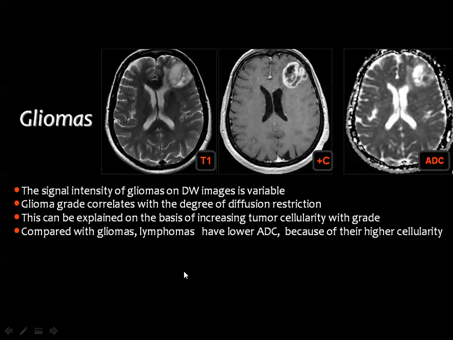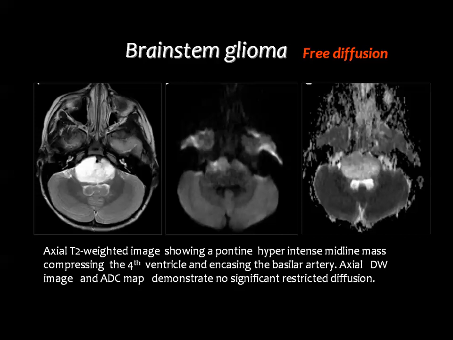Then, you see here that there is a lesion in the frontal lobe on the left side, and this lesion showed heterogeneous enhancement, which is diagnostic of a glioma. In the diffusion weighted images, it will appear black, and in the ADC map, it will show bright signal, meaning that it has facilitated diffusion. And this is the case of a brainstem glioma.